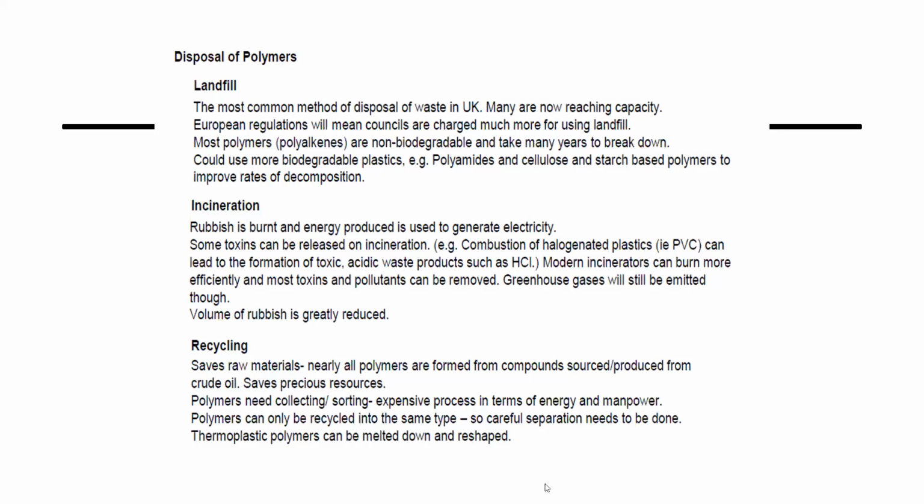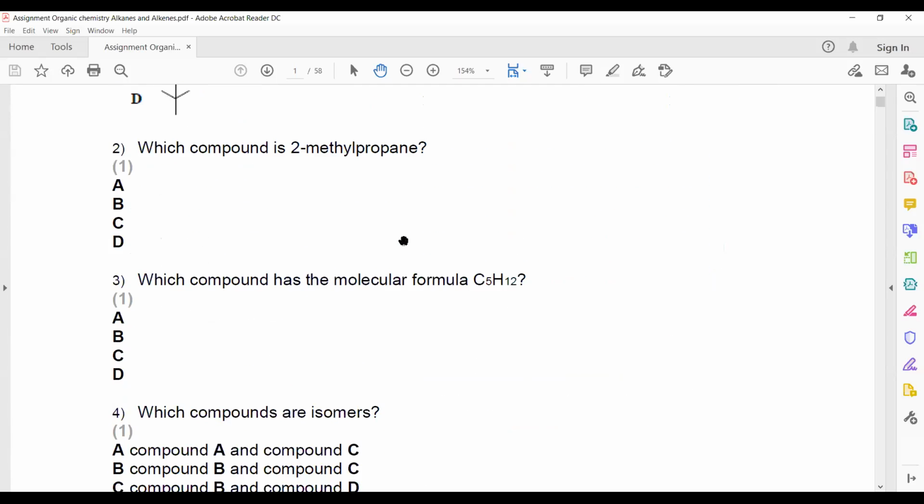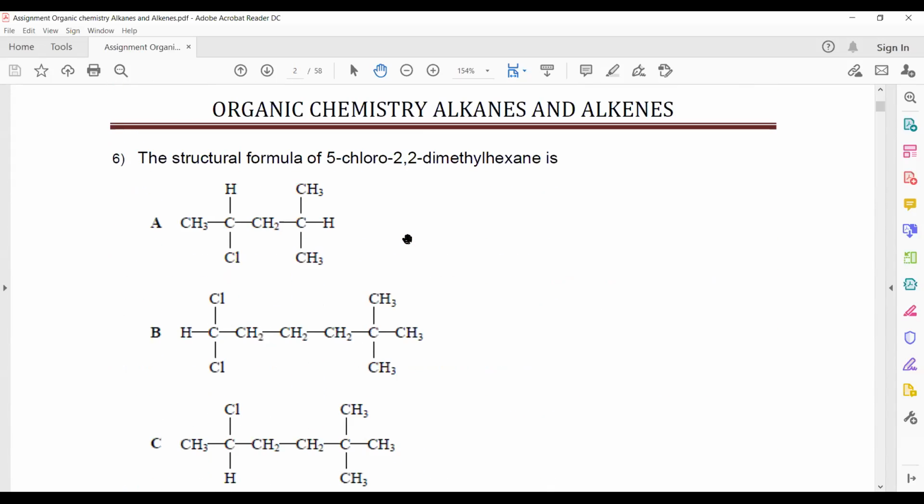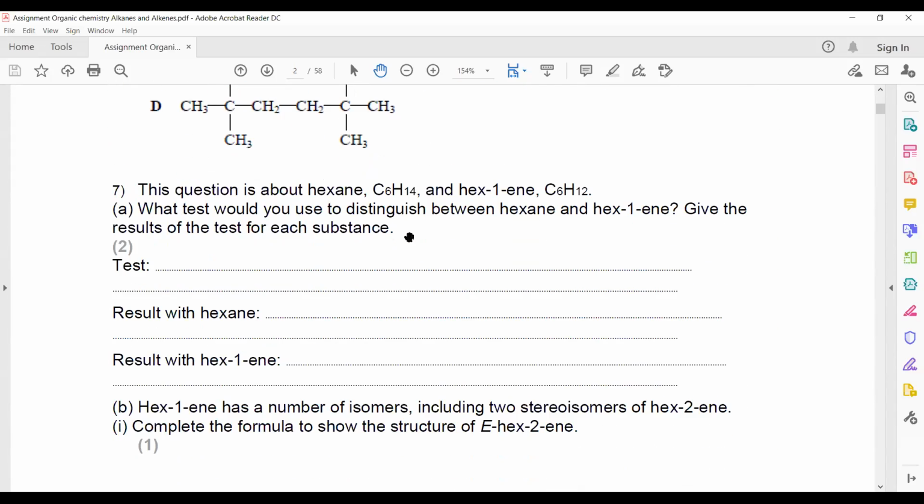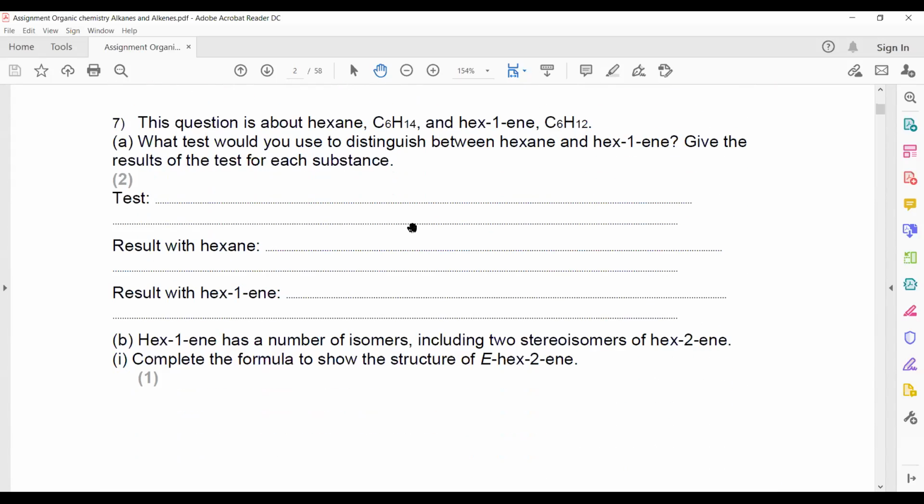Some questions now related to alkenes. This question is about hexane, C6H14, and hex-1-ene, C6H12. What tests would you use to distinguish between hexane and hexene? So how can we test?